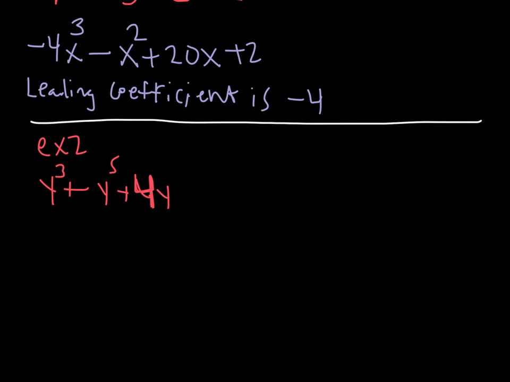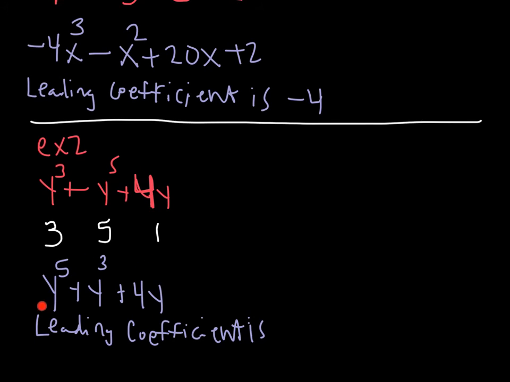Alright, again, I'm going to write the degree right on the bottom. So this has degree 3, degree 5, and degree 1. So I know this term has the biggest degree, so it's going to go first. So y to the fifth power plus y to the third power plus 4y. So now it is in standard form because I have my biggest degree down to its smallest degree. So the leading coefficient here is in front of the y to the fifth power. We don't have a number. Anytime we don't have a number, we know it is 1. So the leading coefficient is 1.